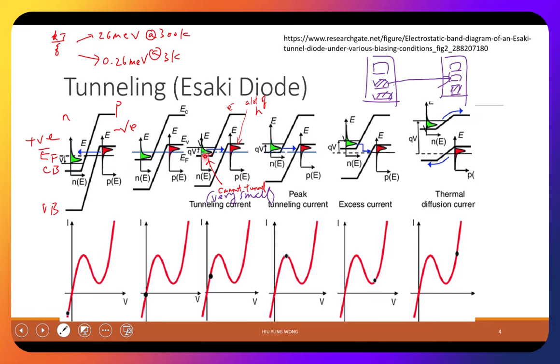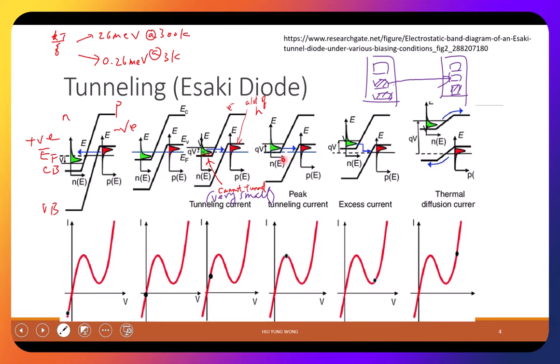But you're right. If this is full and this is also full, then there's nothing you can tunnel to, right? So you can think in that way. That is also okay. But my main point is that here you don't have empty space for it to tunnel. Same for those from here. You don't have empty space for it to tunnel. Okay? But anyway, I can tunnel, so my current goes up. When I continue to increase the forward current, now this is larger. Do you see that the difference is like this now, and now it becomes larger, right? So the P side is more positively biased now.